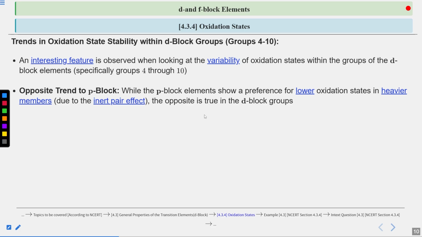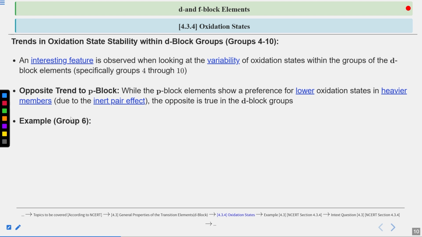If you observe the P block elements, the heavier members in the P block are stable or show the preference for lower oxidation state. That means heavier members exist in lower oxidation state due to the inert pair effect. But it is opposite in the D block, where heavier members are stable or prefer the higher oxidation state.